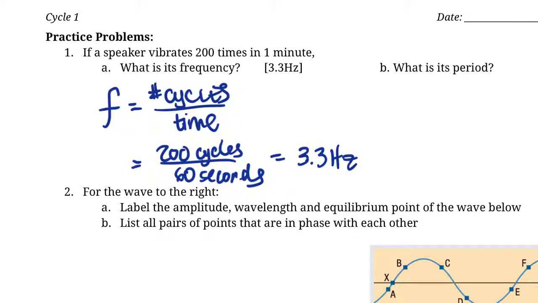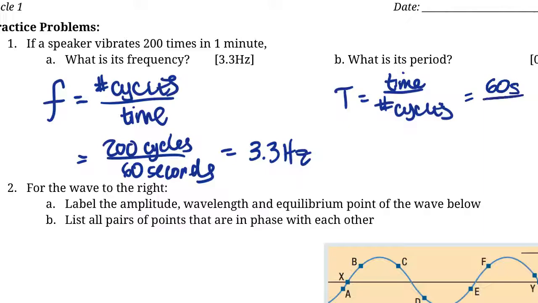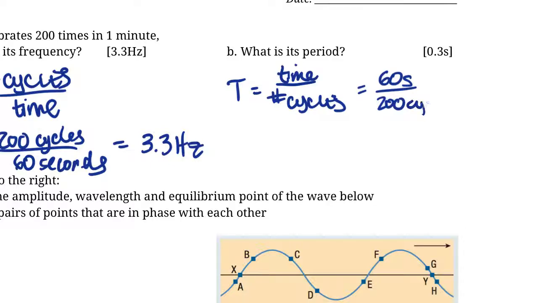Second, it asks for the period. And if you remember what the period is, it's just the reciprocal of the frequency. And period, we use the symbol T. And instead of cycles per time, it's the time per cycle. So we can calculate it just by doing the reciprocal of this equation. Instead of number of cycles per time, time per cycles. So if it's 1 minute, so 60 seconds, and it is 200 cycles, that means each cycle takes 60 divided by 200, which is 0.3 seconds.